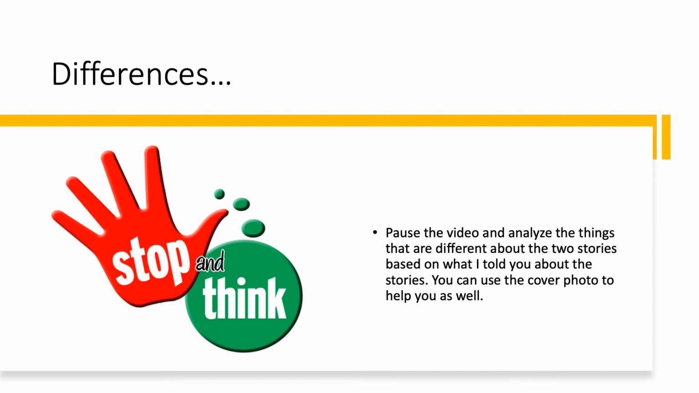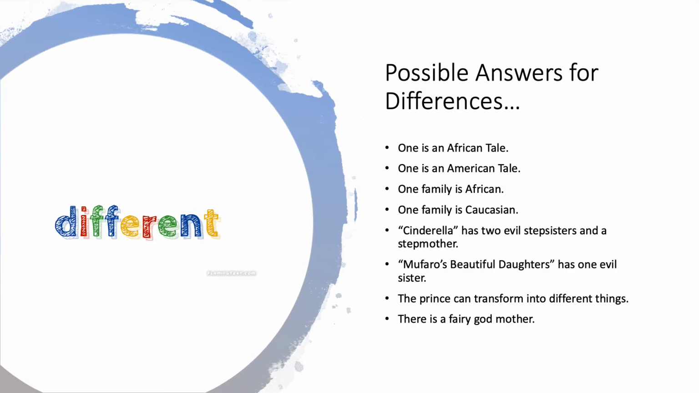Differences. Pause the video and analyze the things that are different about the two stories based on what I told you about the stories. You can use the cover photo to help you as well. Possible answers for differences. One is an African tale, one is an American tale. One family is African, one family is Caucasian. Cinderella has two evil stepsisters and a stepmother. Mufaro's Beautiful Daughters has one evil sister. The prince can transform into different things. There is a fairy godmother.